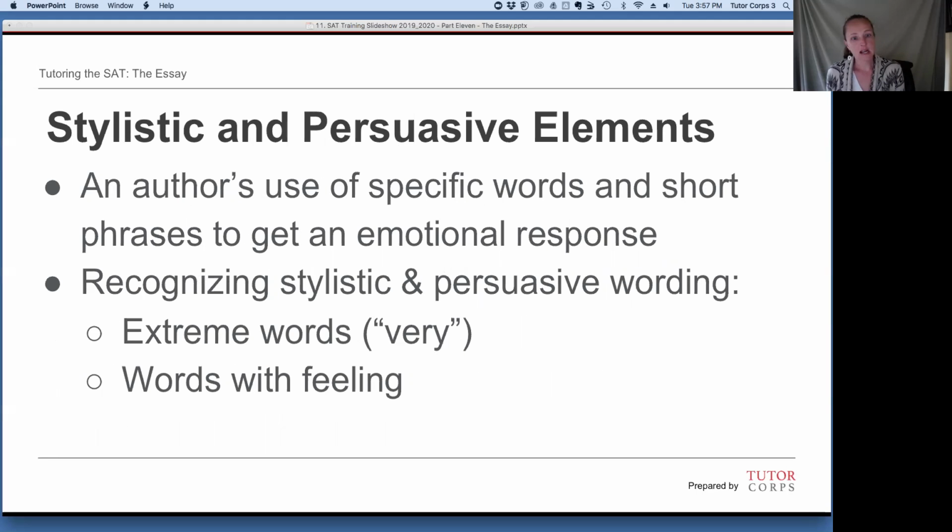Finally, let's discuss stylistic and persuasive elements. This includes the author's usage of words or phrases to invoke specific emotions. So usually these are in the form of extreme words, anything with a synonym very, and any word that invokes specific feelings.